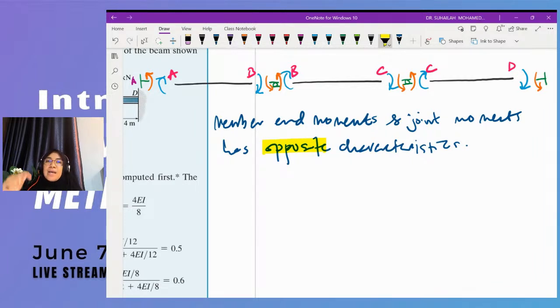So that is why there is a step in the distribution where we need to change sign, and I believe you have done this previously during diploma time. We have to change sign whenever we distribute moment, because of the opposite characteristic of member end moment and joint moment.